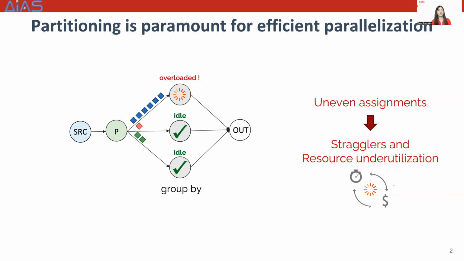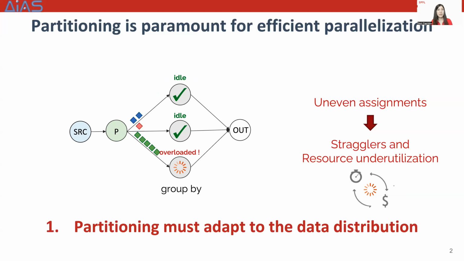Now, someone could think that we can find an ideal hash function that perfectly balances the load, but this would only work momentarily since we're talking about data streams, and so the distribution changes at runtime and can change quickly. So the first goal that we set for stream partitioning is that it should be able to adapt to the data distribution.